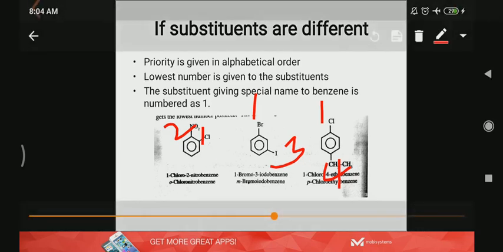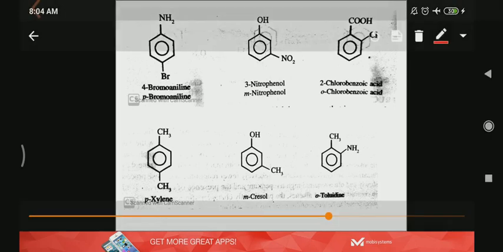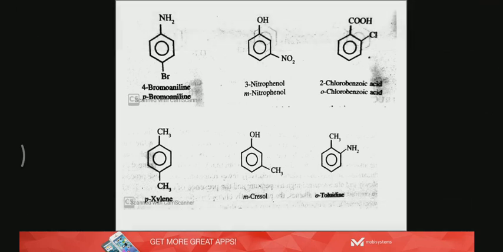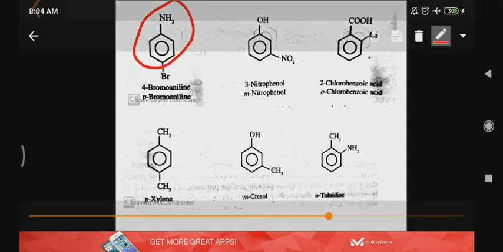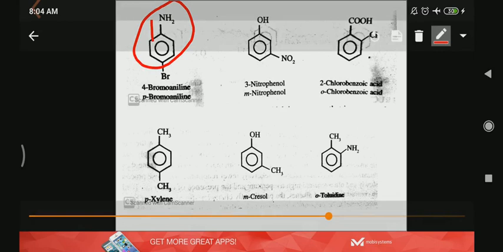Now taking next examples where one of these substituents can give a special name to benzene. So here priority is given to that group which gives a special name to benzene. In the first example, NH2 and Br. You know that NH2 with benzene gets the name aniline. So NH2 gets priority, so it is position 1 and bromine gets position 4.